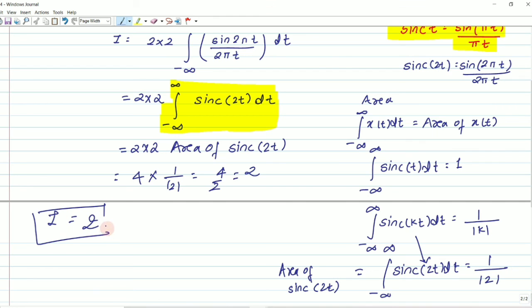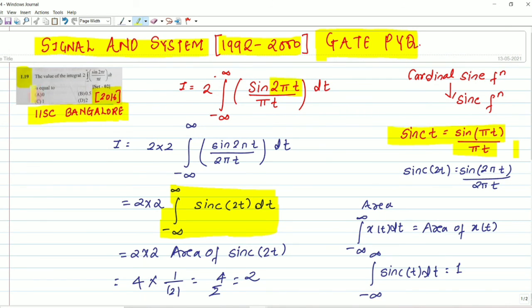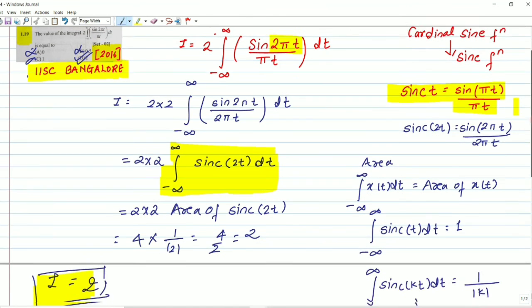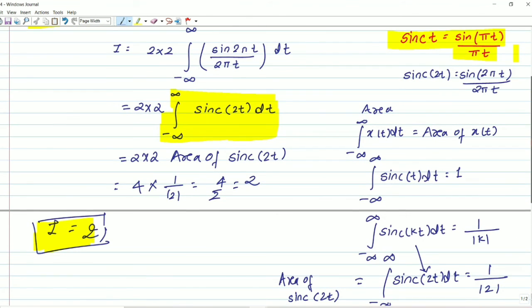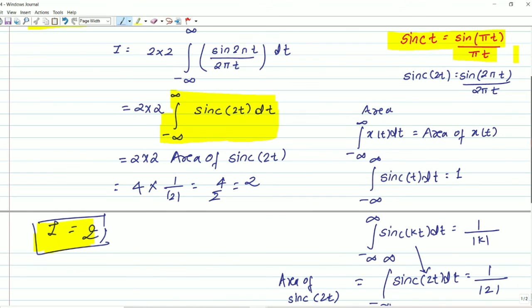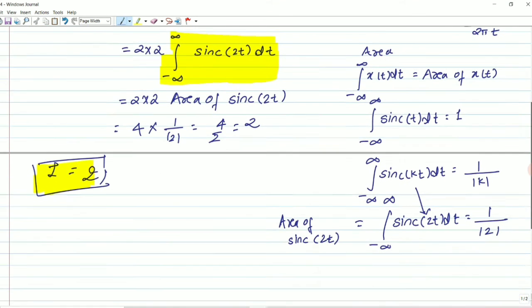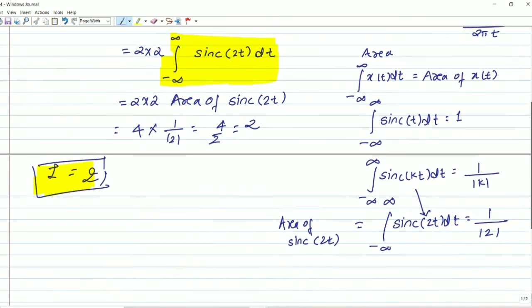Let me highlight this. Let me check in the given options which is correct. Option A is incorrect. Option B is also incorrect. Option C is also incorrect. Option D is correct, which is 2. Understood? In this question, we have used the property of sinc t, the area of sinc t, and the time scaling of sinc.